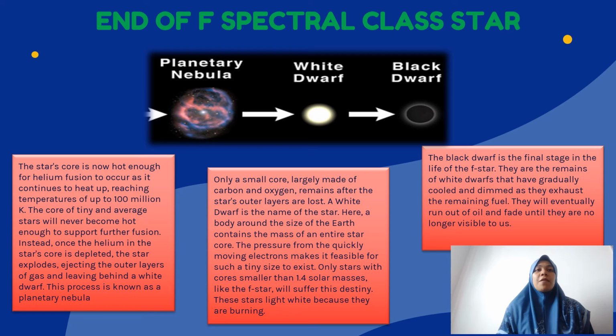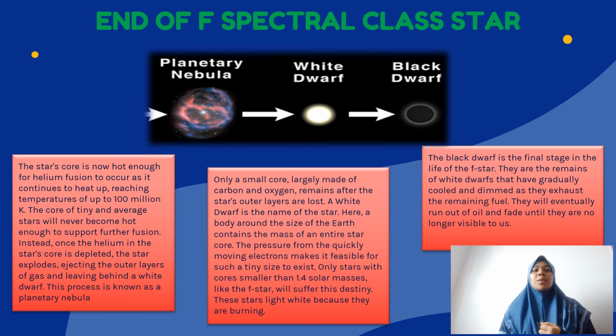Next, for F-class star and its death. The star's core is now hot enough for helium fusion to occur as it continues to heat up, reaching temperatures of up to 100 million Kelvin. The core of a tiny and average star will never become hot enough to support further fusion. Instead, once the helium in the star's core is depleted, the star explodes, ejecting the outer layers of gas and leaving behind a white dwarf. This process is known as the planetary nebula.